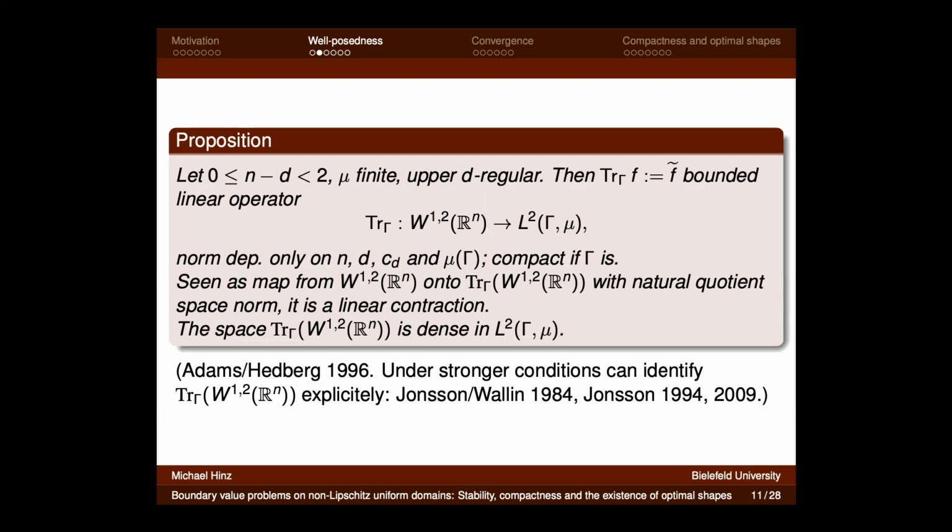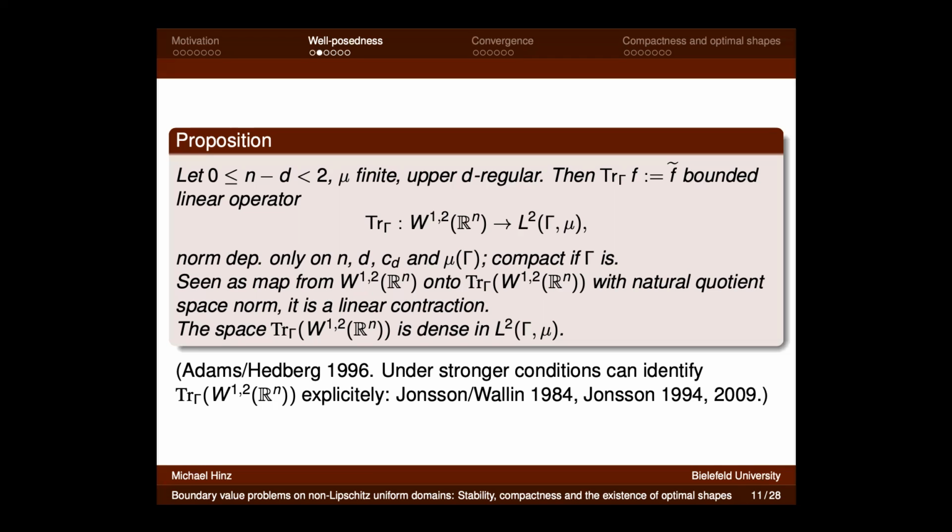And this operator is also compact if gamma is compact and so on. And now what we do is we view this operator as a map from the space W12 onto its image space. So the image space is some vector space, right? And in this work that I'm talking about here, we don't even care what it looks like. We just say we want to have minimal assumptions on the measure.